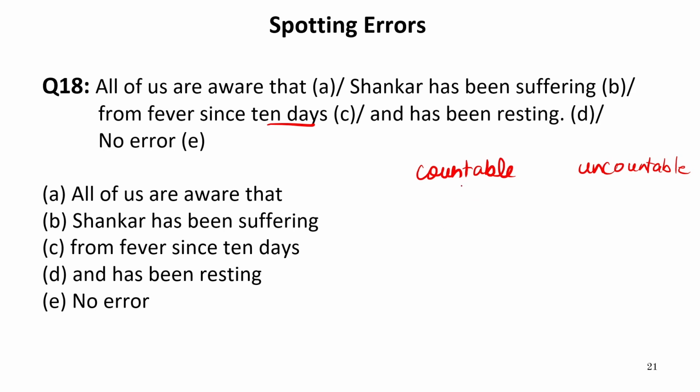So, whenever we have time which is countable and has units, we use for, and for a particular time which is uncountable, which has no unit, we use since. For example, since morning, since evening. So that is a particular time and it does not have any unit to make it countable. Therefore, this 10 days is countable. So your since is incorrect. It should be replaced with for. So the error is in part C.